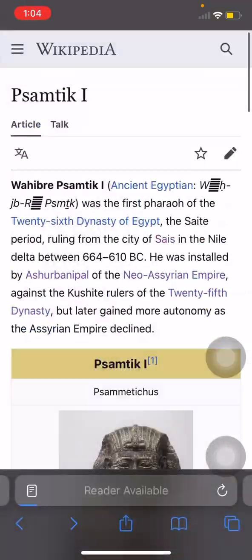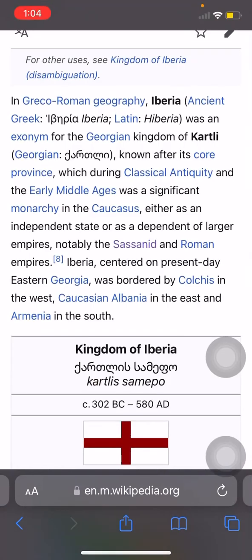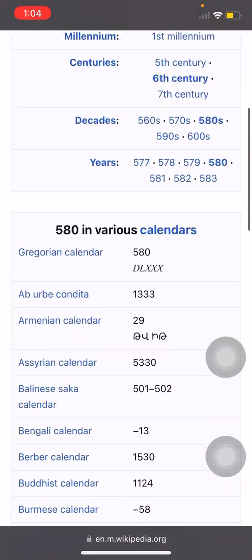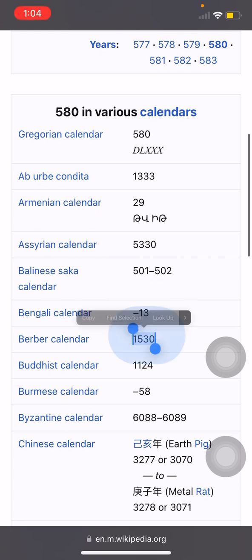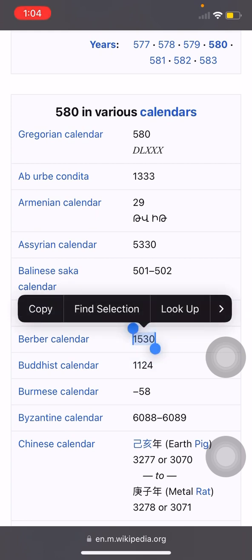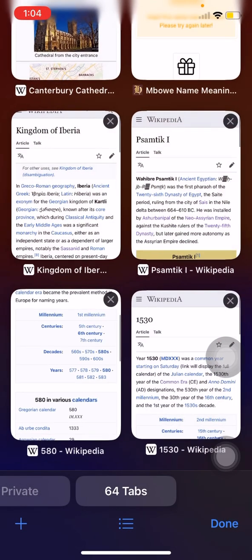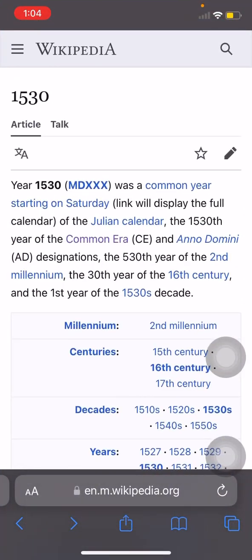Okay, let's go back to Psamtik. Now, go back here, 580 AD. So it's 580 AD, let's go here. Okay, Berber 1530, Berber calendar, 1530 BC. So let's go to 1530.